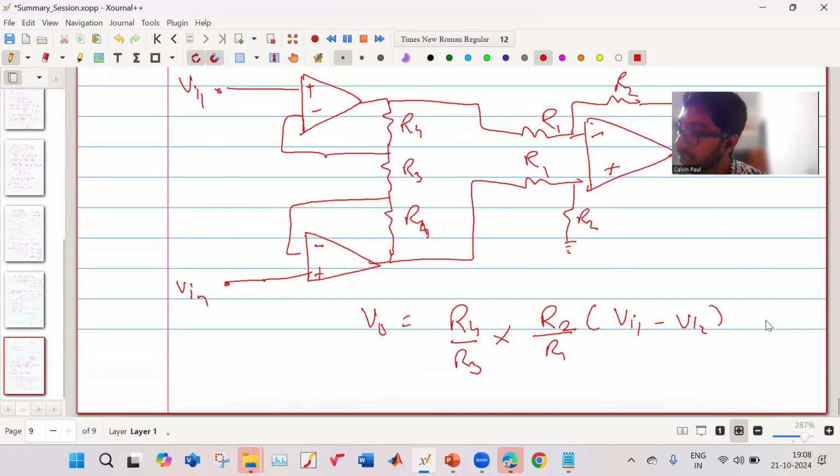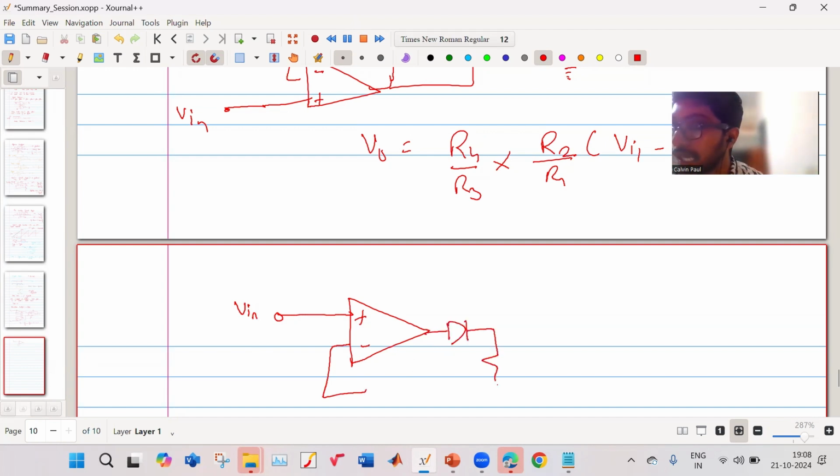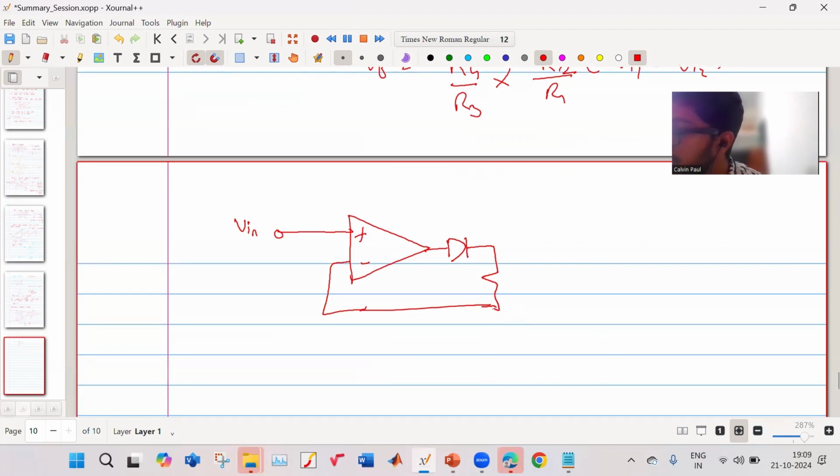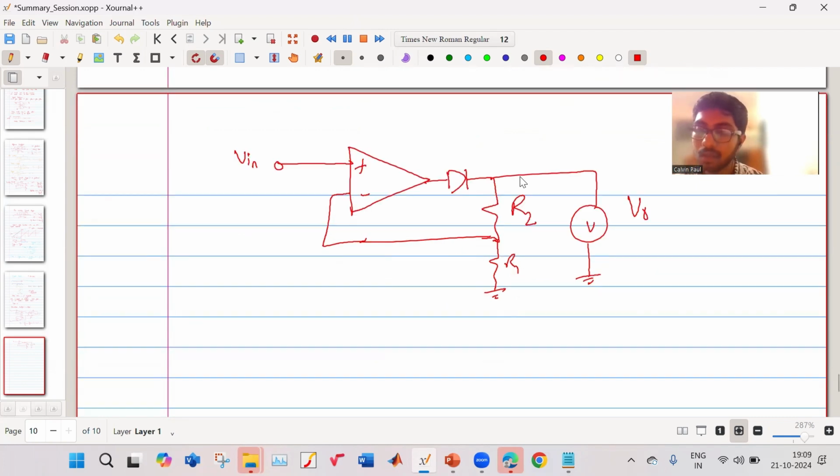Now if we want to do that using op-amps, we can do it. In a simple circuit, this is your input signal, and it goes to a diode, and this is your R1, this is your R2, and here is your voltmeter. So this is to do a half-wave rectification.